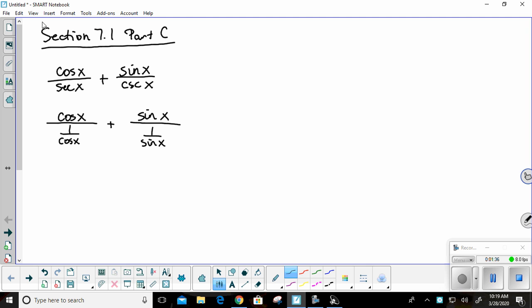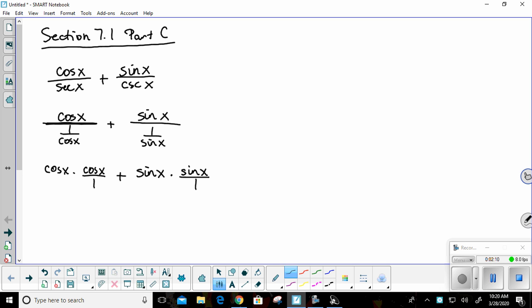Okay, now I am going to solve each side kind of separately. Remember, a complex fraction, the big fraction bar is nothing but a division symbol. So this is going to be cosine x times cosine x over 1, because remember, if we divide by 1 over cosine x, we multiply by cosine x over 1, plus sine x, that's in my numerator there, times sine x over 1.